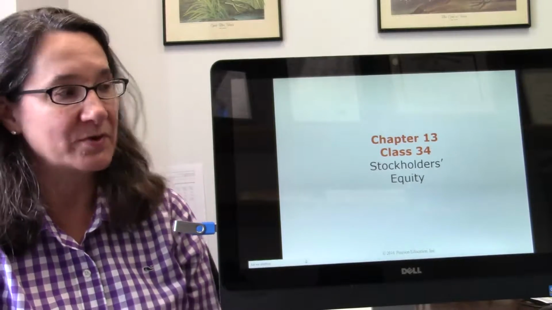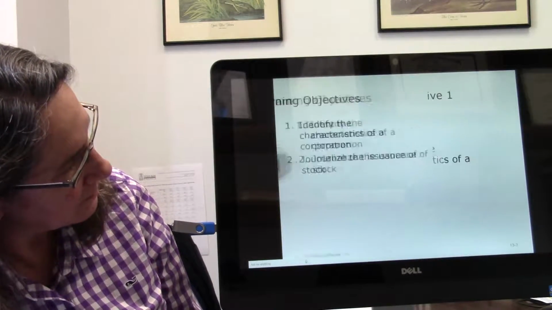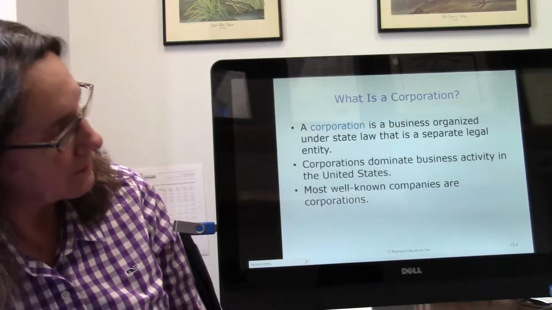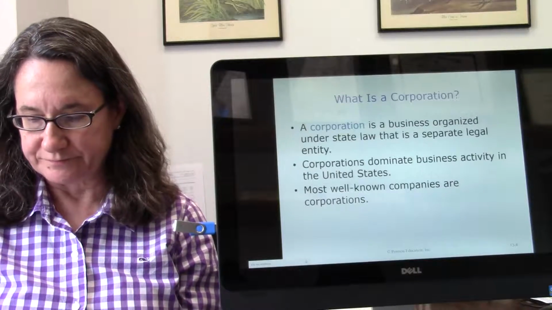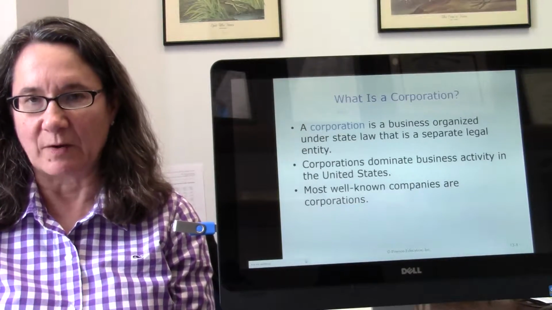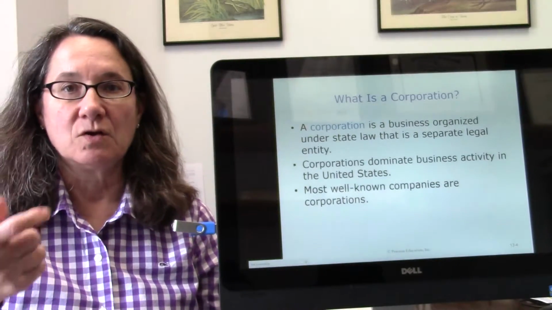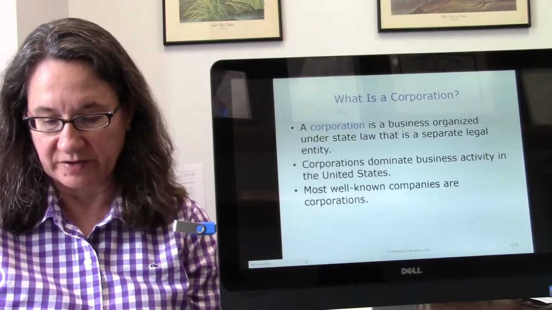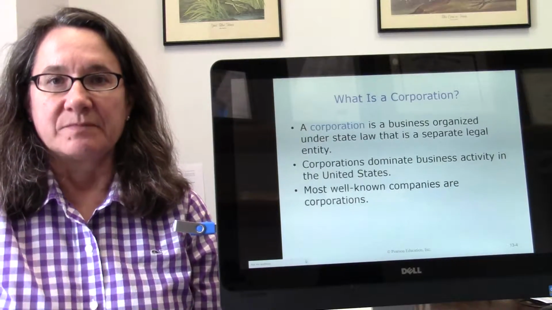And a lot of this should be pretty familiar. So let's talk about stockholders' equity and what's going on with that. First of all, we need to realize that when we're talking about stockholders' equity, we're dealing with a corporation. So let's talk a little bit about corporations first. And I don't think any of this is really new.